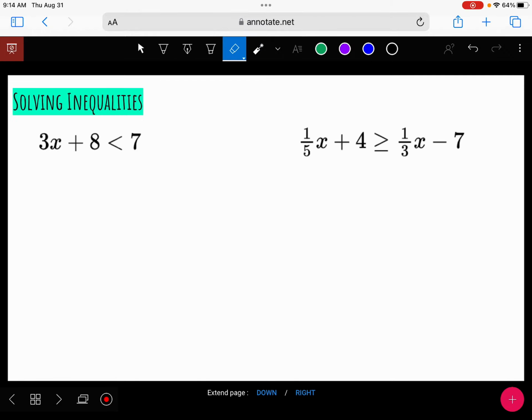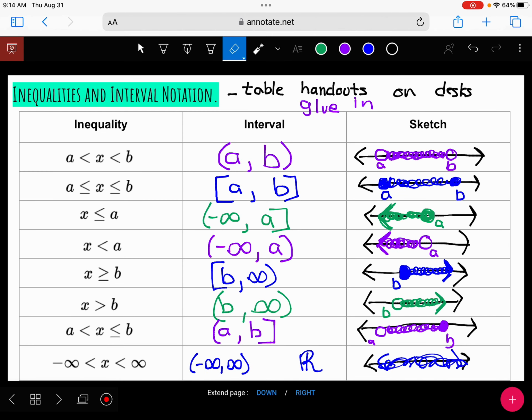Because what we're going to do is we're going to be solving inequalities. It's going to smush together with all the stuff we've been doing, finding our solution. Which means our solution's going to be in that interval notation. Our solutions are going to look like these.